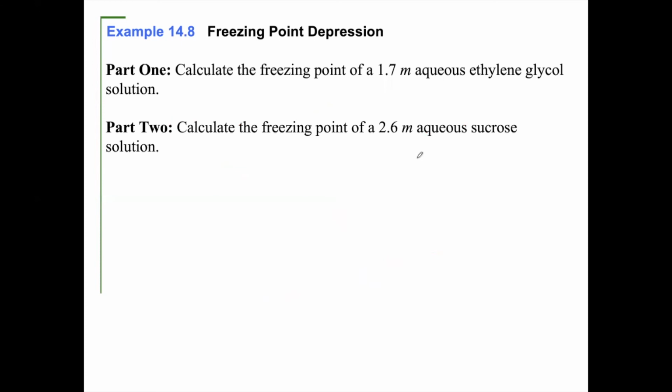Okay, calculate the freezing point of a 2.6 molal aqueous sucrose solution. Notice that we don't really need to know anything about the composition of sucrose itself. We just need to know how many moles of it there are per kilogram of solvent. So again, delta T is the molality times the freezing point depression constant for the solvent. So delta T is going to be 2.6 molal times 1.86 degrees Celsius per molal.